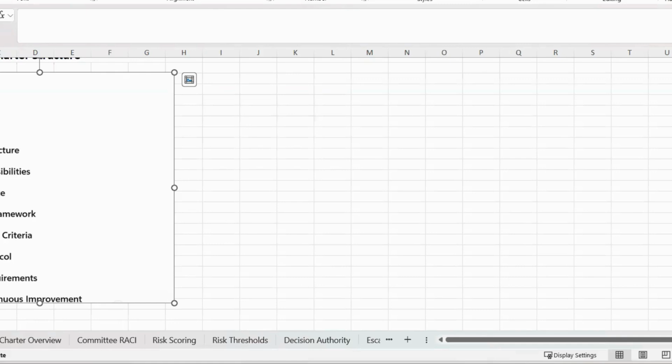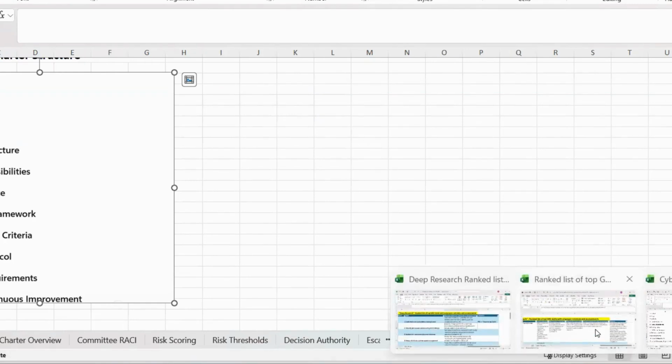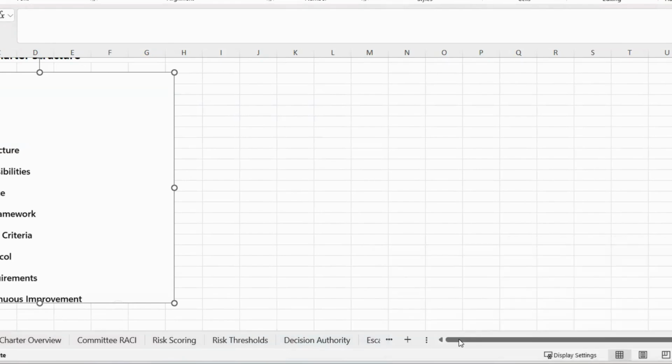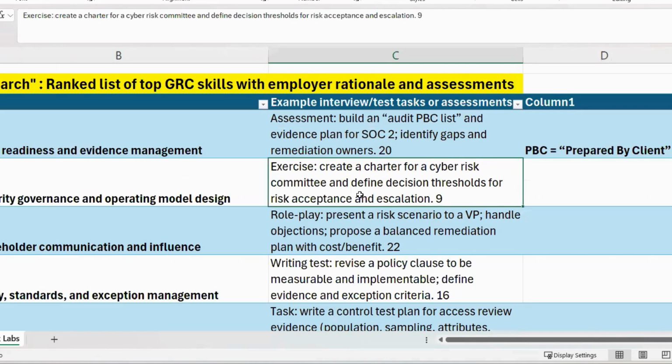So all cyber risk exceeding defined risk appetite thresholds shall be escalated to your cyber risk committee for formal review and decision. So your risk charter plays a very important role as part of your GRC function within the organization. As it relates to creating that charter, that's the overall outline that you need to understand when it comes down to creating the charter for a risk committee and defining those decision thresholds for risk acceptance and escalation in an organization.